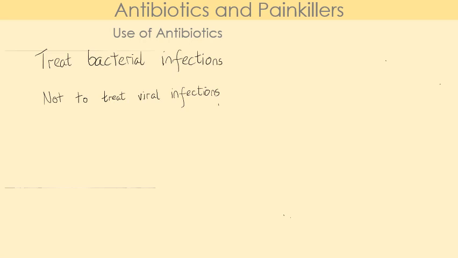And the reason for this is that in a bacterial infection, the bacteria are easy to get to. They are in the blood or in the skin. They are not in cells. A viral infection, viruses make us ill by entering cells. So our viruses are inside cells. So antibiotics cannot get to them to destroy them.